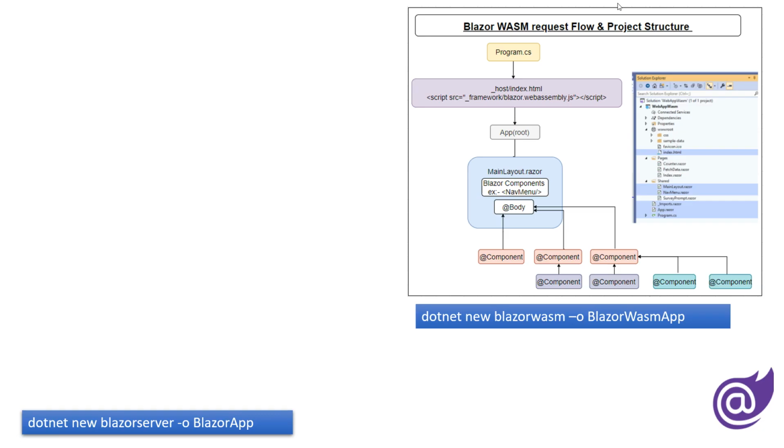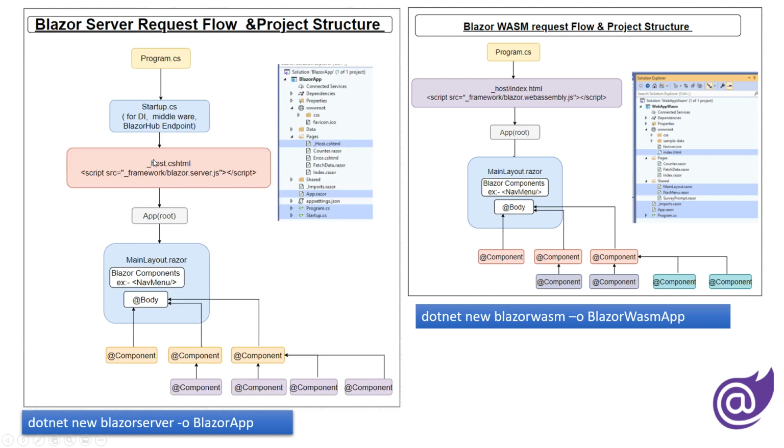Okay, this is what I discussed. This is the request flow. If you want to debug, the request first goes to the Program.cs class, after that Startup.cs. Here there is no Startup.cs, but if you want, you can configure it, because it is not required to configure the middleware for SignalR in this one. One more difference: this is using blazor.server.js, and this is using blazor.webassembly.js.